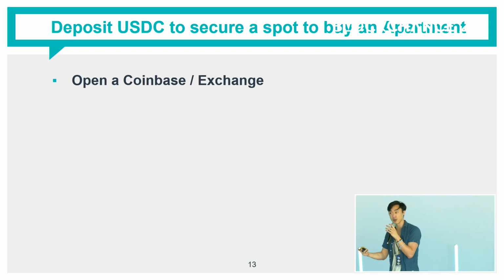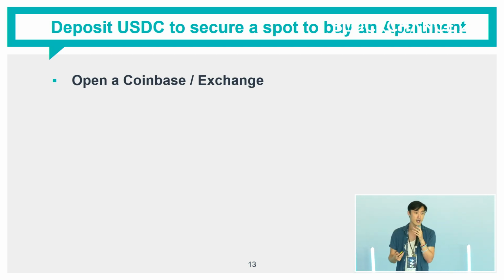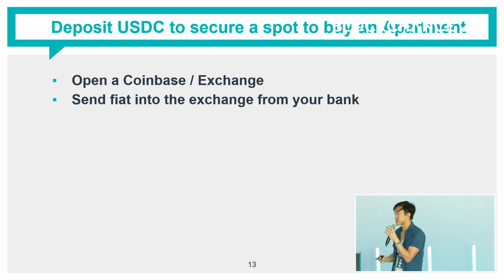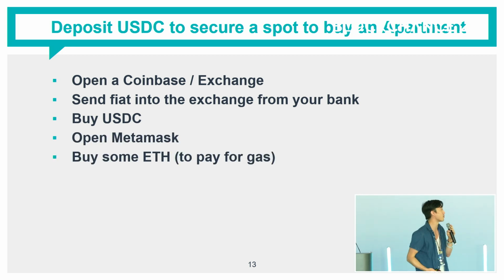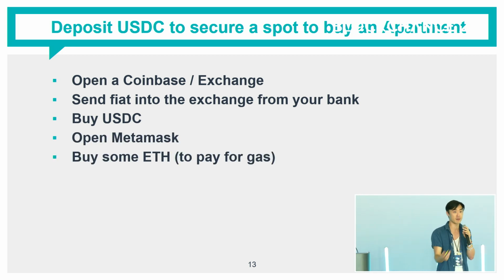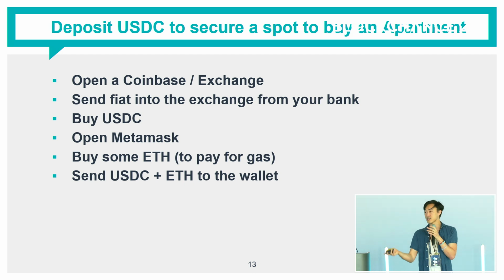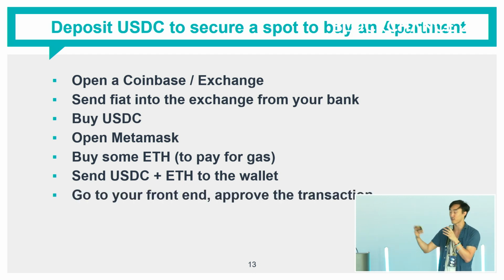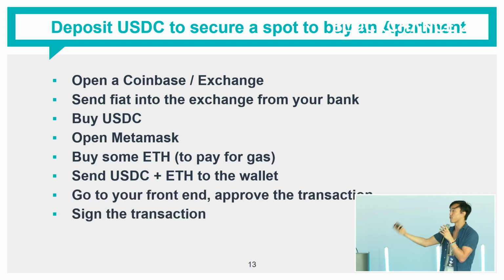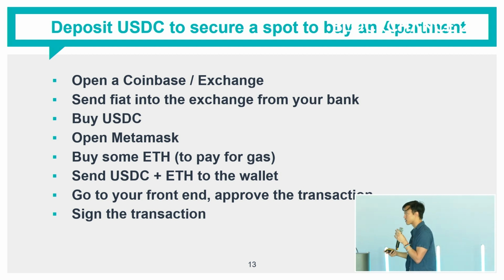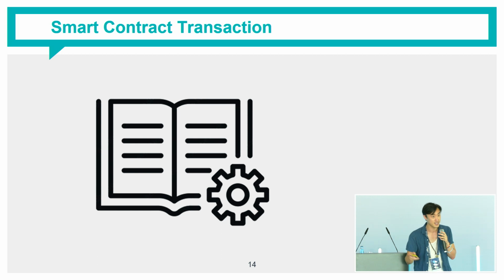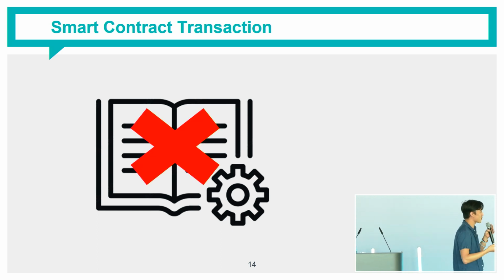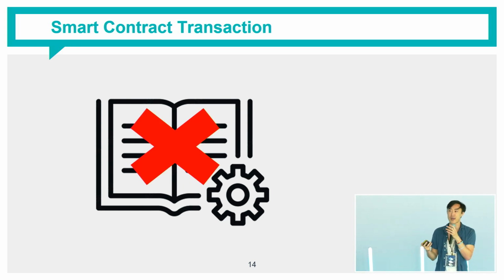Somebody first has to open up a Coinbase exchange to use as their on-off ramp. Then they have to send some US dollars or fiat into that exchange from the bank. You have to buy USDC. You have to open up a MetaMask. You have to buy some ETH to pay for gas. Now you have to send USDC and ETH to the wallet. Now you got to go to the front end, approve the transaction before you can finally sign the transaction, right? And so you're thinking, okay, well, maybe I'll write a guide, right? But guides are actually terrible. They're not a solution. They're barely even a Band-Aid, right?